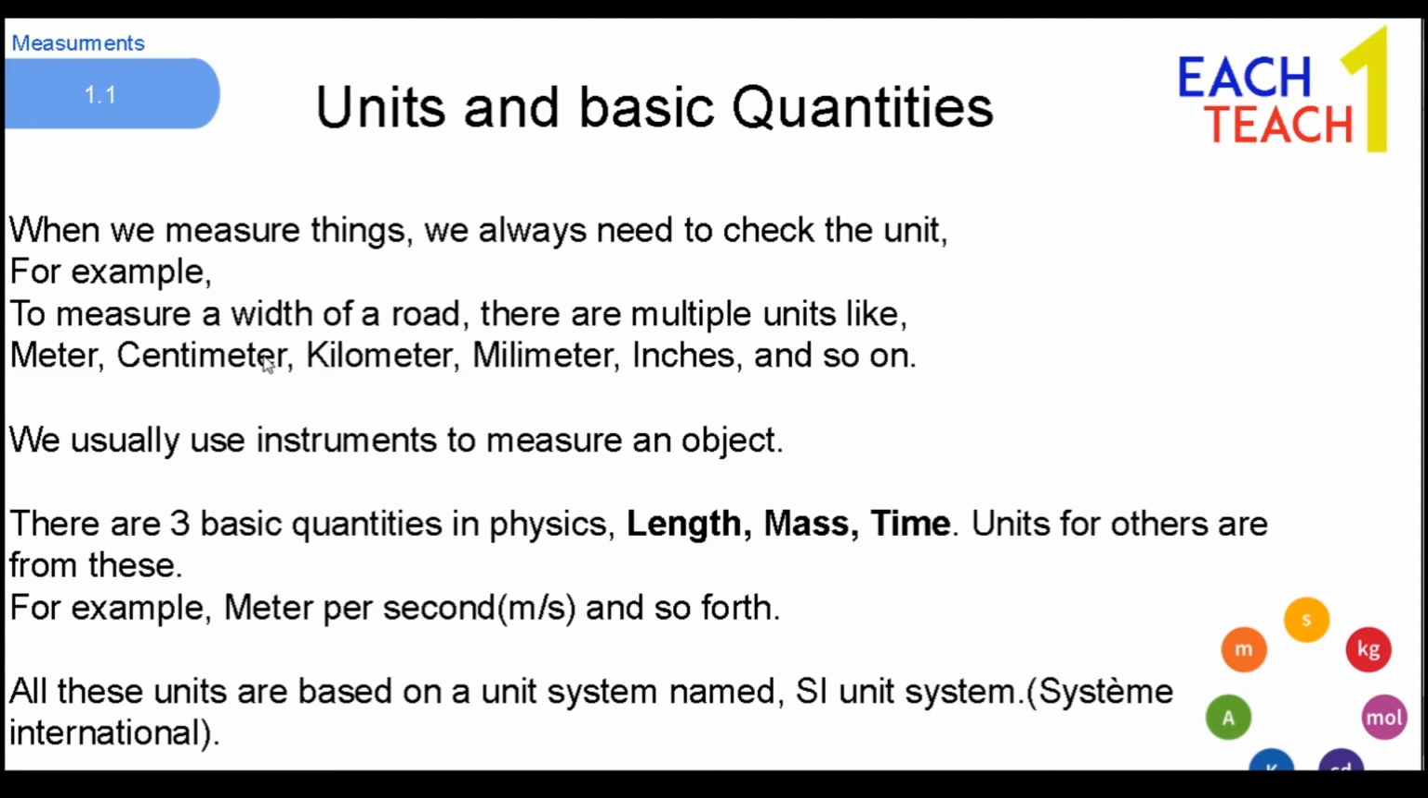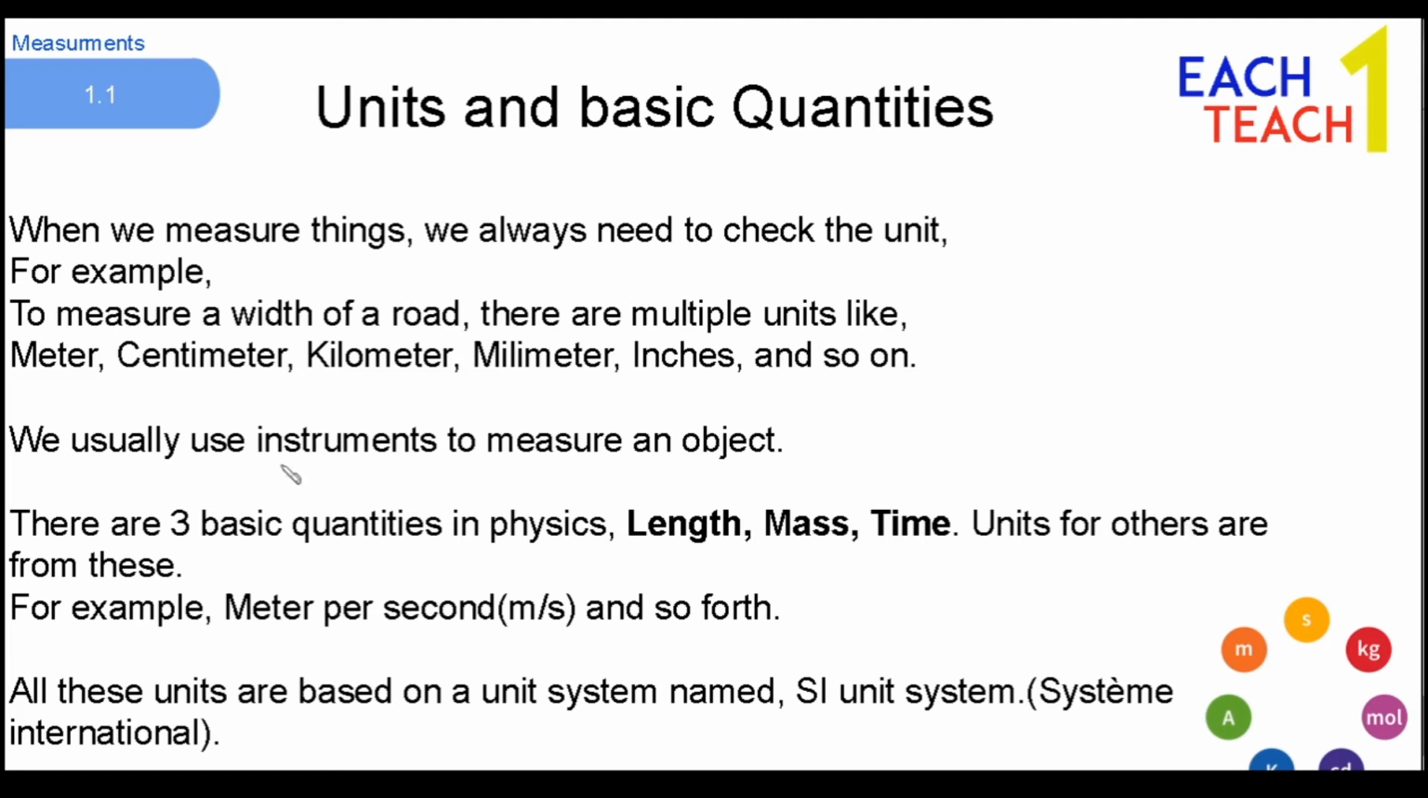We use instruments to measure an object. In this case, we use a scale or measuring tape. It depends upon what unit you are taking. Likewise, there are three main quantities in physics. They are length, mass, and time. Okay. We will check this in a bit more detail later.